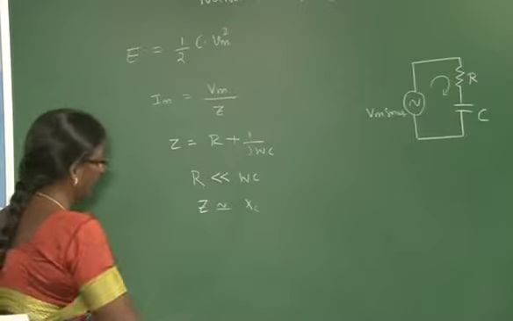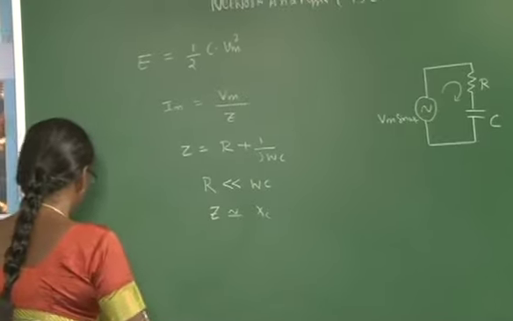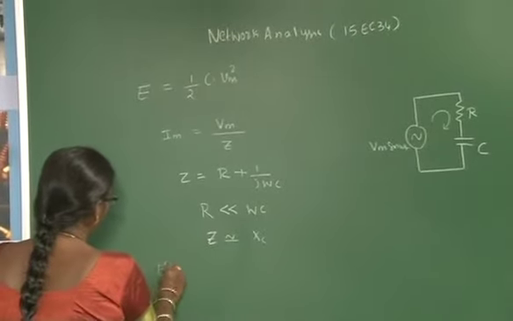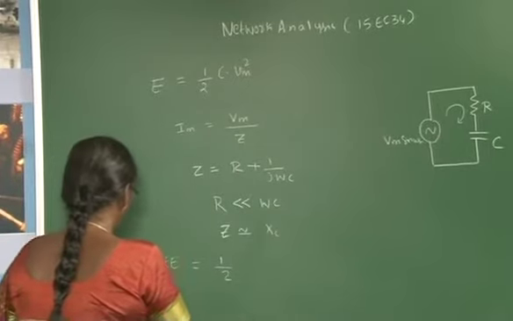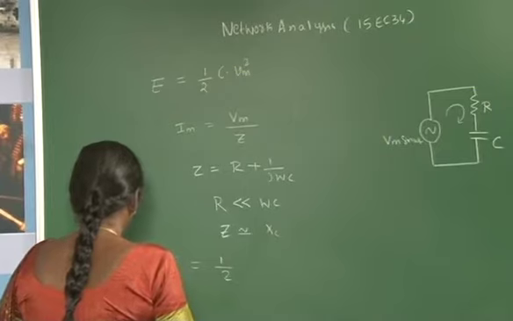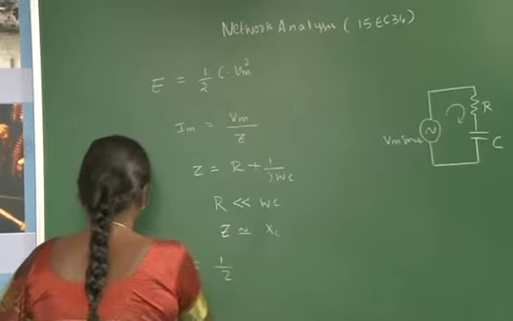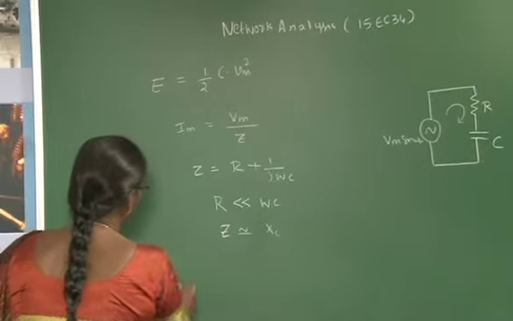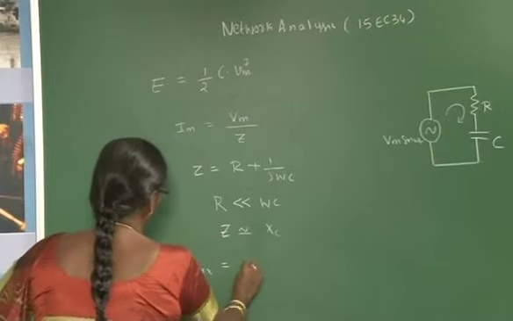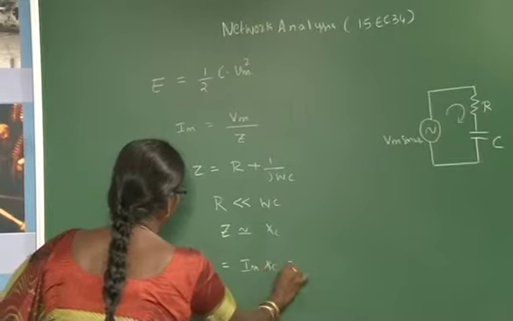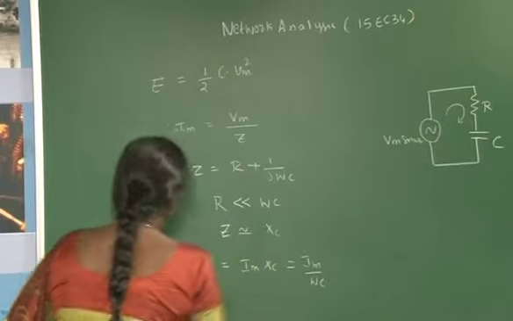So I can write the equation for the current flowing through the circuit. I am writing the Vmax. Vmax is equal to Im into Xc, which is nothing but Im by omega C. This is the Vmax.